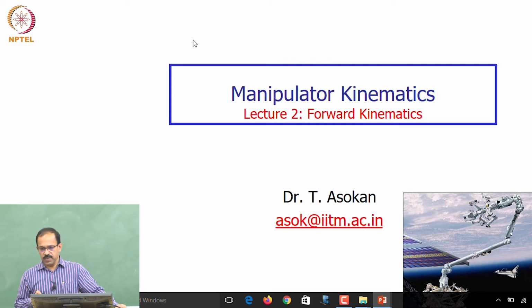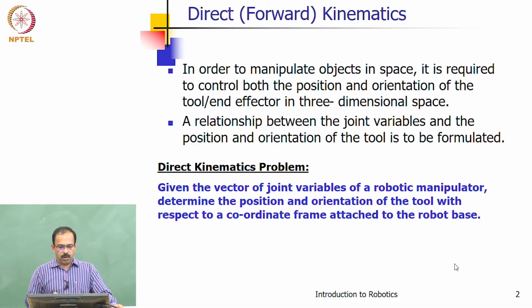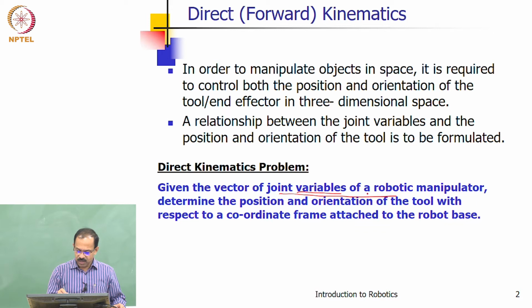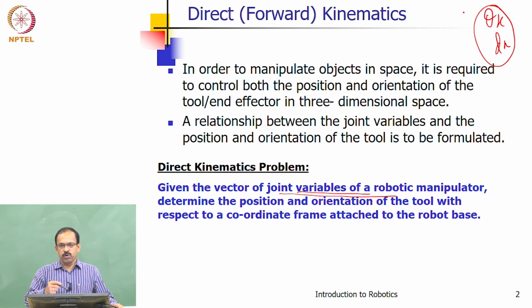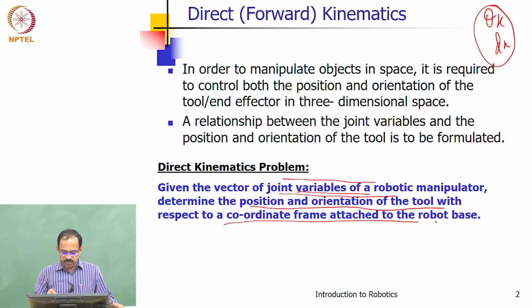As I mentioned in the previous class, this is the direct or forward kinematics problem. Given the joint variables of a robotic manipulator, and we now know what joint variables are because we defined the parameters and found that either theta or d can be a variable. If you have n axes, you will have n joint variables. If you know these joint variables, how do you determine the position and orientation of the tool with respect to a coordinate frame attached to the robot base? This is the basic forward kinematics problem, or the direct kinematics problem.